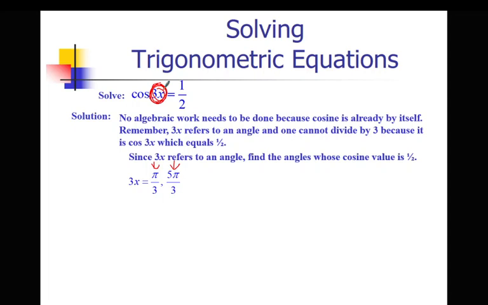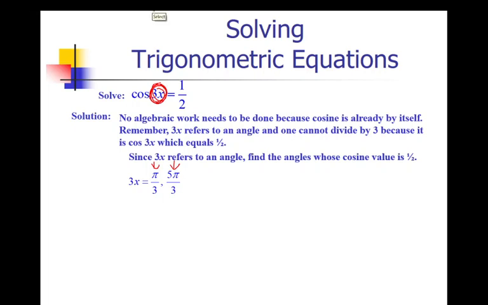But what I end up having to do is I don't want to know what 3x is, I want to know what x is. So to get rid of that, we have to divide both sides by 3 because we want x by itself. So when I divide everything by 3, that means my solutions are actually pi over 9 and 5 pi over 9. Now, here's the other thing. Because we divided by 3, remember, our solutions have to be between 0 and 2 pi. There could be more solutions.